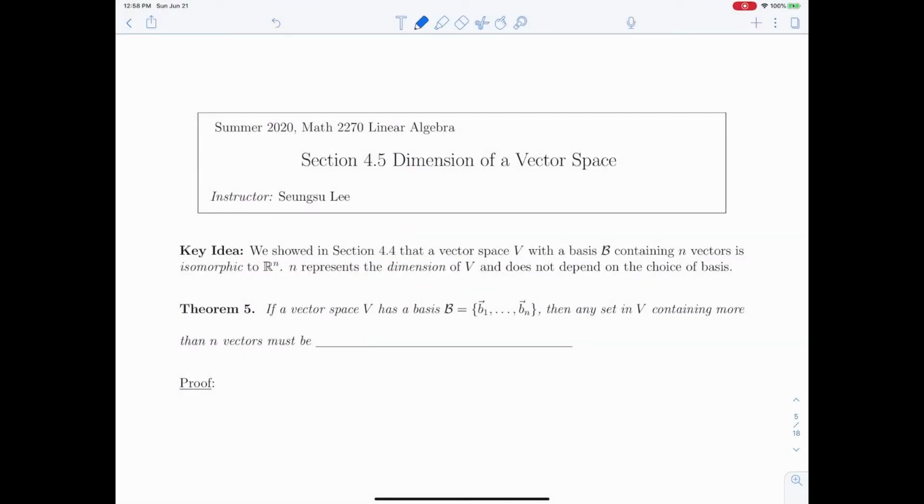In this section, we want to talk about what dimension means for any vector space. So let's begin with this theorem. Suppose that you have a vector space V and B is a basis for the vector space, and say the number of vectors in the basis is n. Then any set in V containing more than n vectors must be linearly dependent.